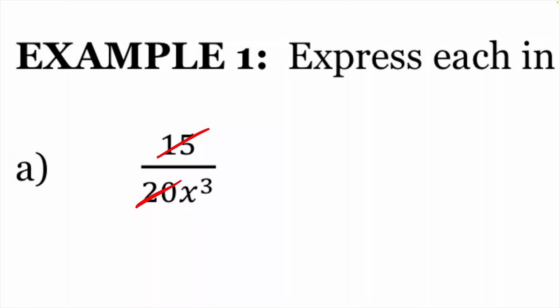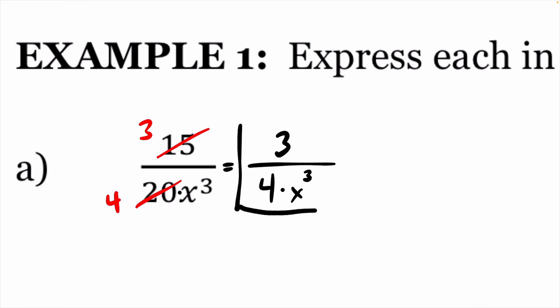5 goes into 15 3 times. 5 goes into 20 4 times. So now you don't have 15. You have 3. And then 4 times x to the third power, right? Times x to the third power. Because it was multiplication initially, right? Okay, so 3 and 4 we can't simplify anymore. X to the third. The only time you can simplify x to the third is if there was an x up here. If there were any x's up here, you could simplify it, but there aren't. So that's as far as we can simplify it. Okay.